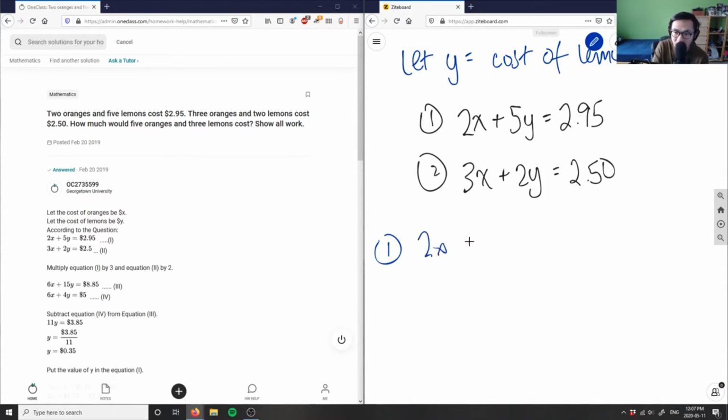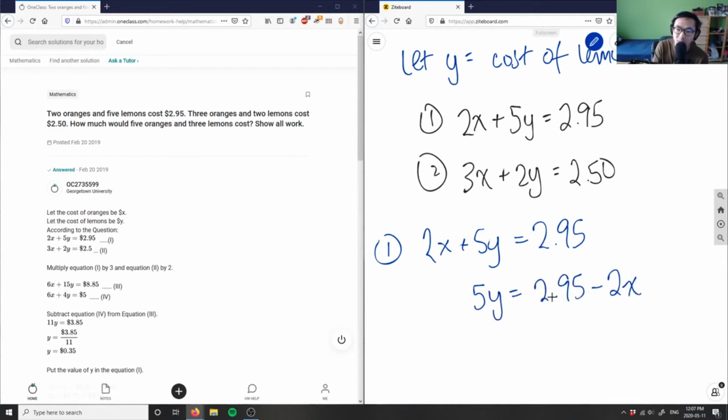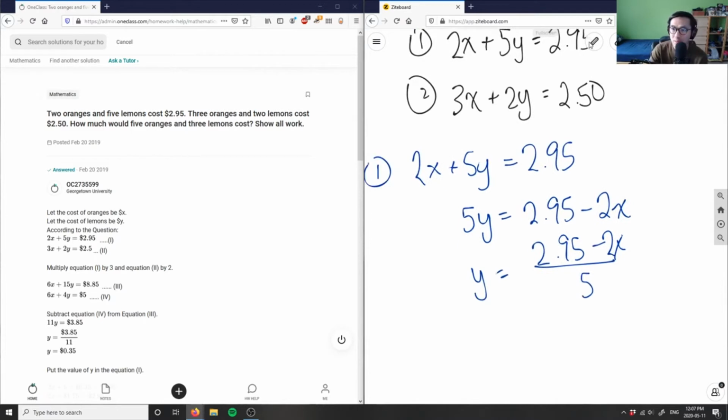So I have 2x plus 5y is $2.95. And then I'm going to move 2x to the other side. So 5y equals $2.95 minus 2x. And then I'm going to divide everything by 5, right? So y equals $2.95 minus 2x, all over 5. And this is going to be the rearranged format for equation 1.